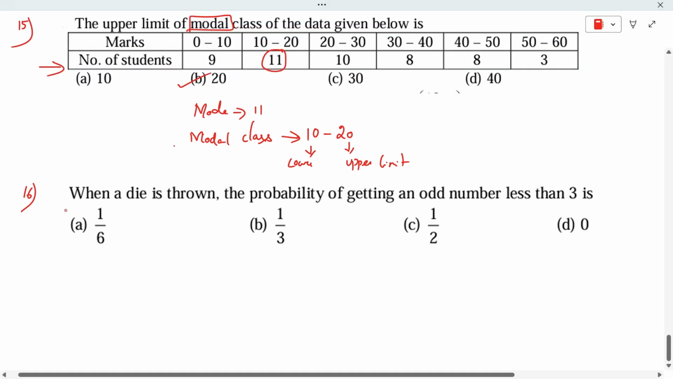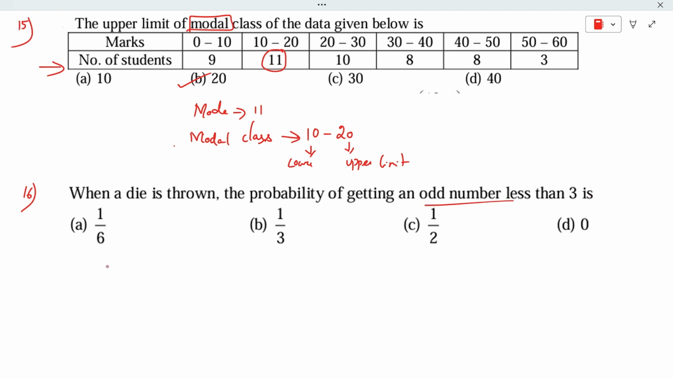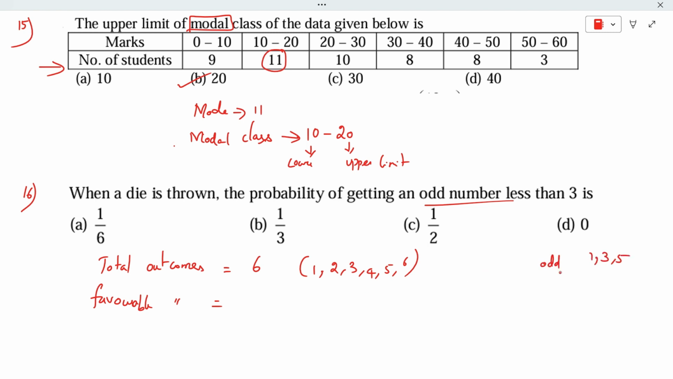Coming to question number 16. When a die is thrown, what is the probability of getting an odd number less than 3? Okay. So what are the total outcomes when a die is thrown? So the faces may be 1, 2, 3, 4, 5, 6. The total outcomes are 6, isn't it? So now, the probability of getting an odd number. First, let us say my favorable outcome is to get an odd number. Okay, so the odd numbers are 1, 3, and 5. Okay, from this, I need an odd number less than 3. So which means it is not even equal to 3. So less than 3 is only 1.